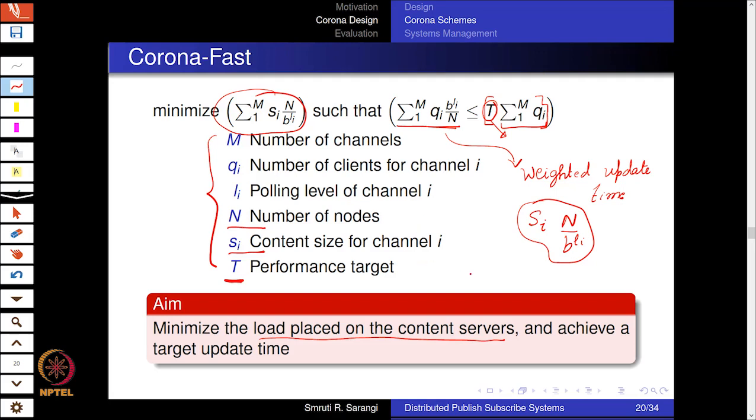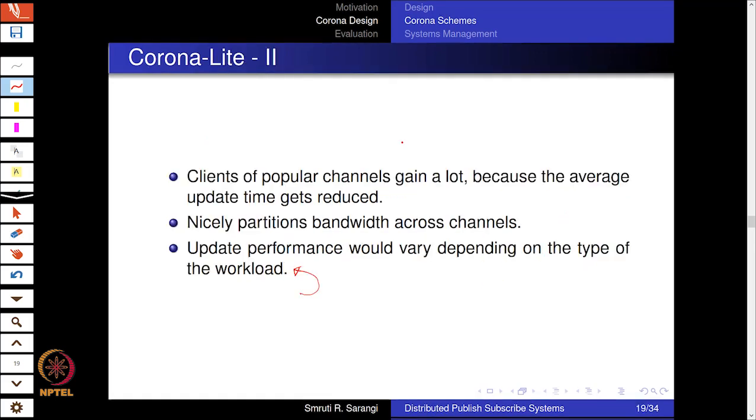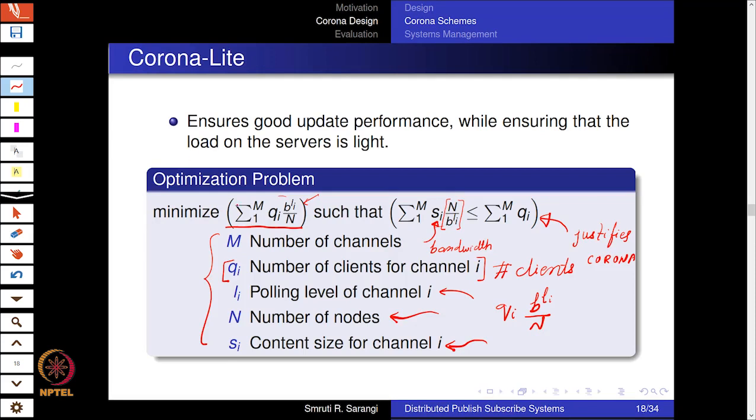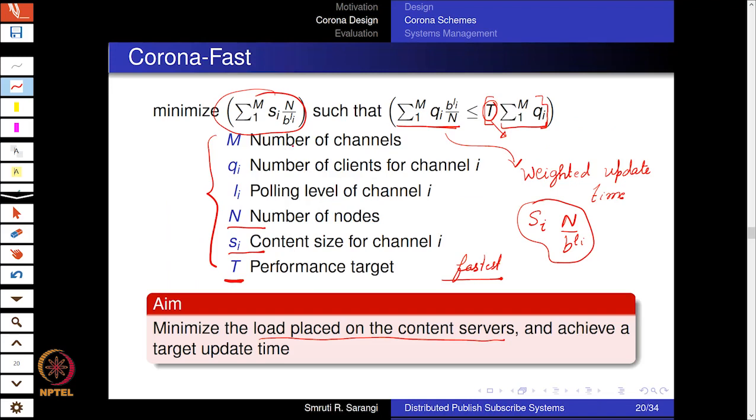So Corona Fast is clearly the fastest when it comes to update time. Now the question is why? An astute reader can ask that for Corona Lite, you explicitly try to minimize the update time, whereas in Corona Fast, you try to minimize the bandwidth. So from a common sense point of view, Corona Lite should give the fastest update time and Corona Fast should not. Well, that's true, but that's not the case.